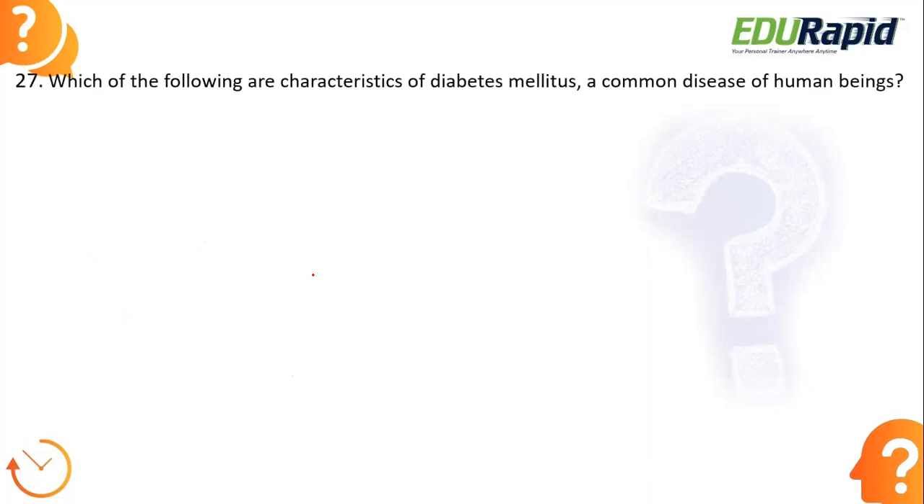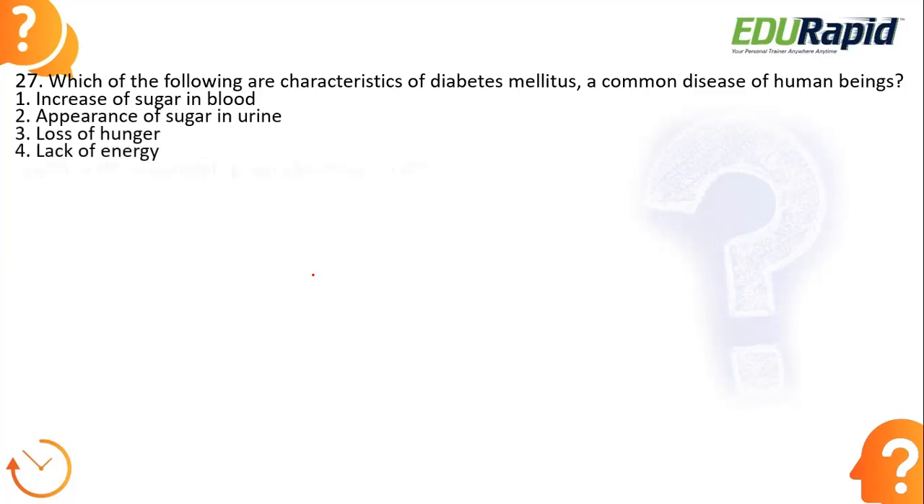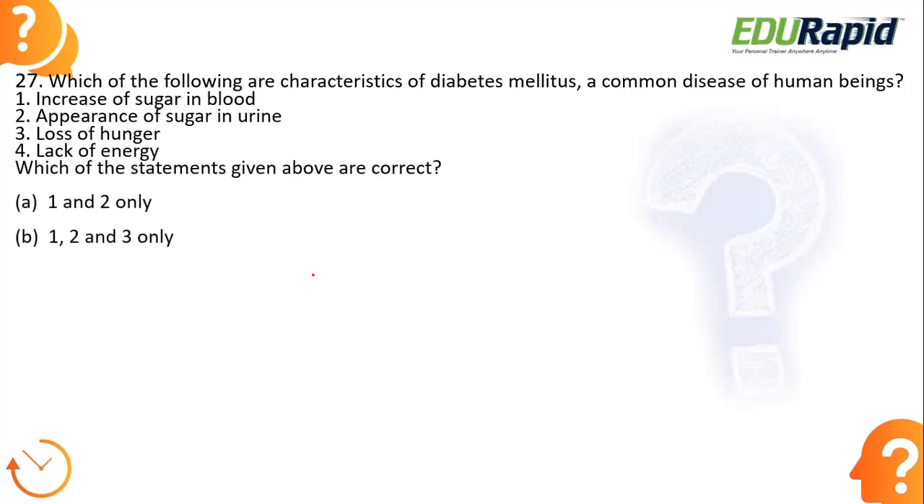Which of the following are characteristics of diabetes mellitus, a common disease of human beings? Increase in sugar in blood, appearance of sugar in urine, loss of hunger, lack of energy. Which of the statements given above are correct? Option A, 1 and 2 only. Option B, 1, 2 and 3 only. Option C, 1, 2 and 4 only. Option D, 1, 2, 3 and 4.